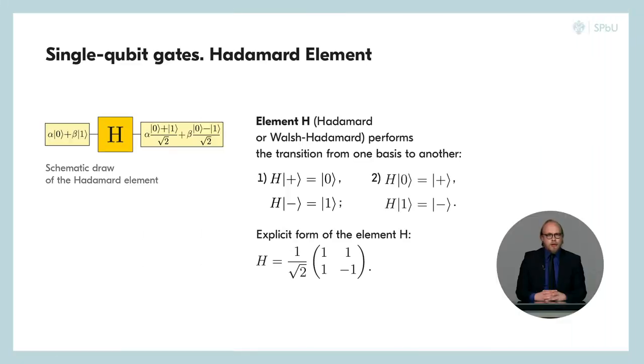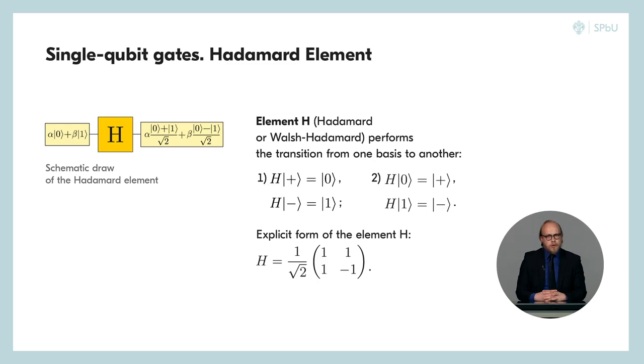The next very important logical element that we consider is the Hadamard element. It is sometimes also called the Walsh-Hadamard element. On the slide, we see a schematic representation of the Hadamard element in the form of the Latin letter H, as well as its matrix representation.